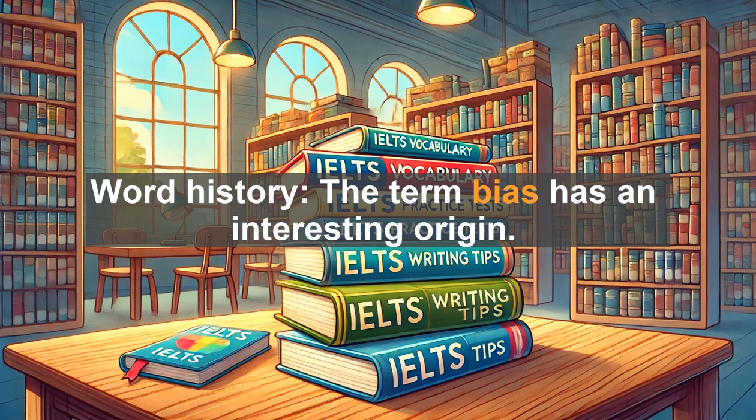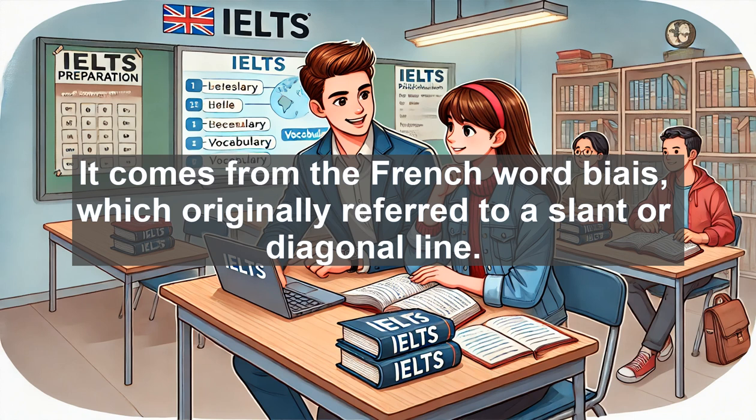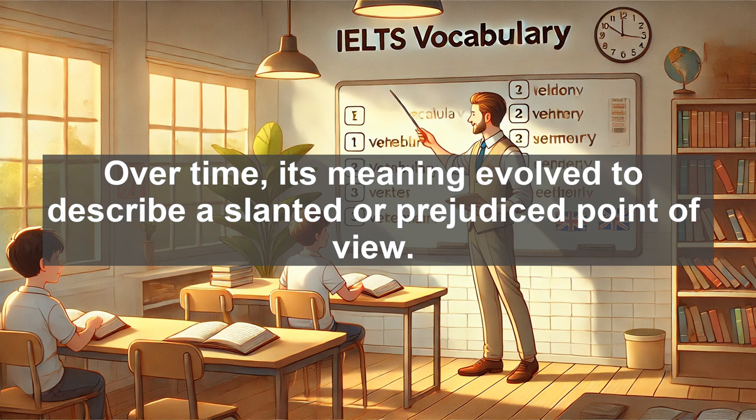Word history. The term bias has an interesting origin. It comes from the French word biais, which originally referred to a slant or diagonal line. Over time, its meaning evolved to describe a slanted or prejudiced point of view.